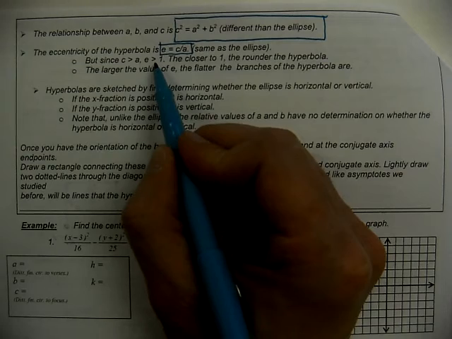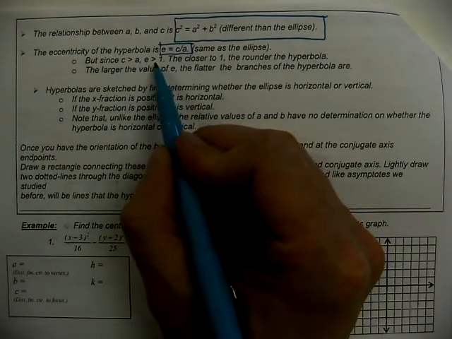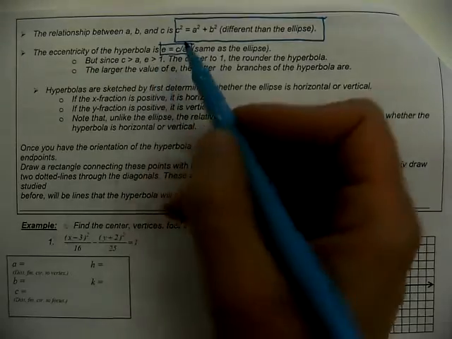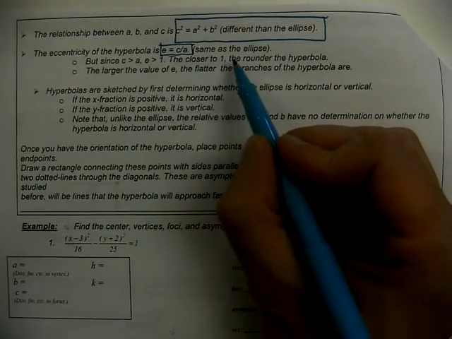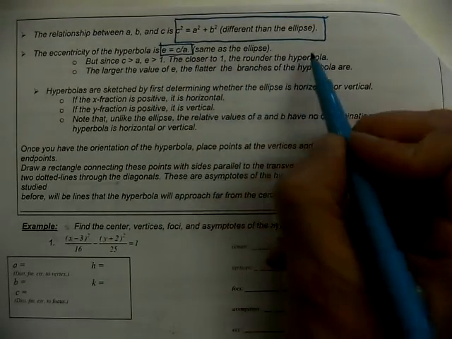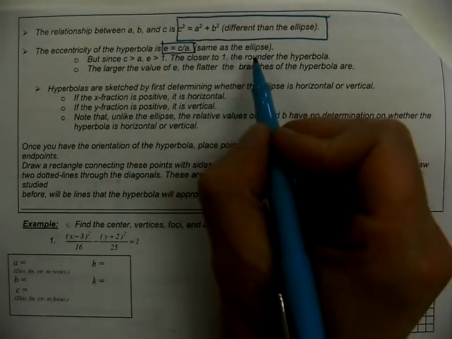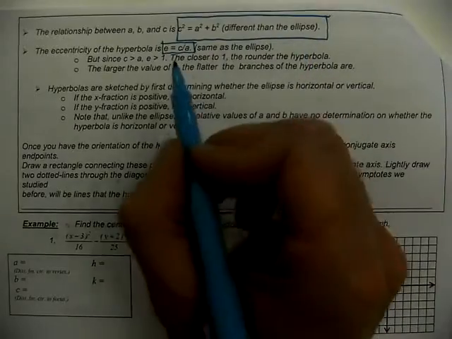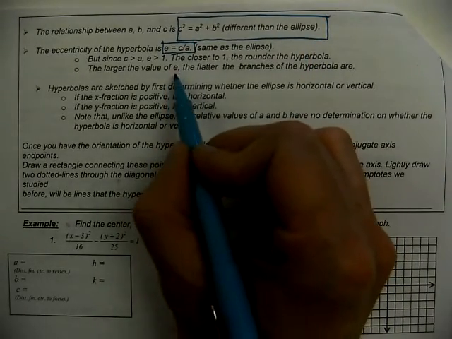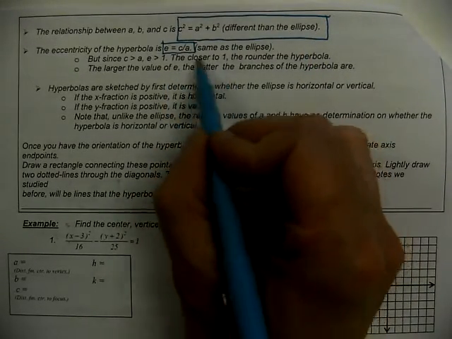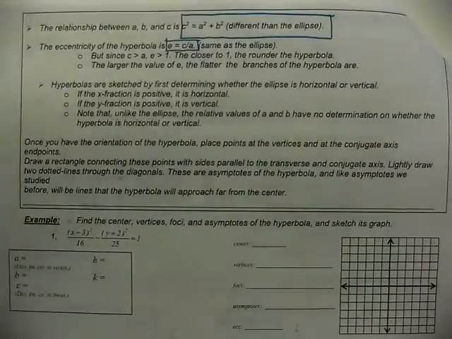The ellipse had an eccentricity between 0 and 1. The closer to 0, the more round it is. Here, our eccentricity is always bigger than 1. So the closer to 1, the more round it is, the way it's said here. By that we mean sort of narrow or pinched together. And if the eccentricity is much, much bigger, then it kind of widens out. It looks flatter, if you will.